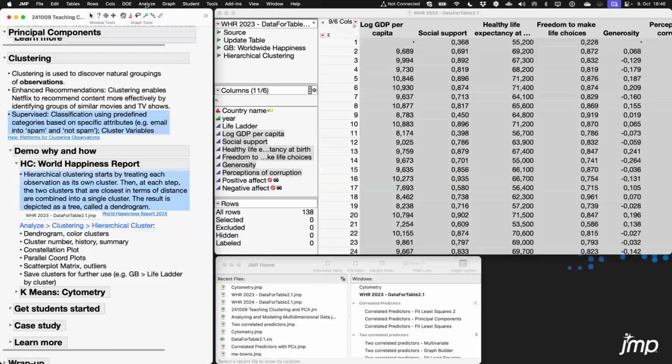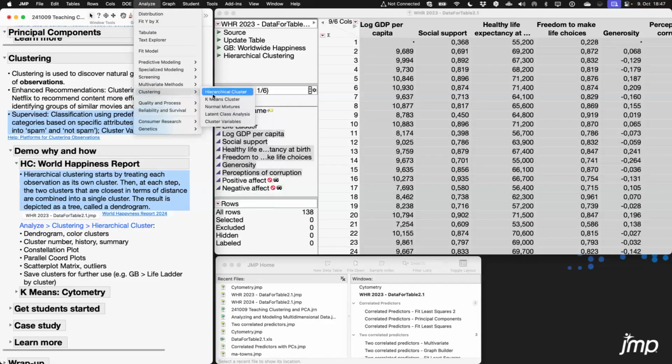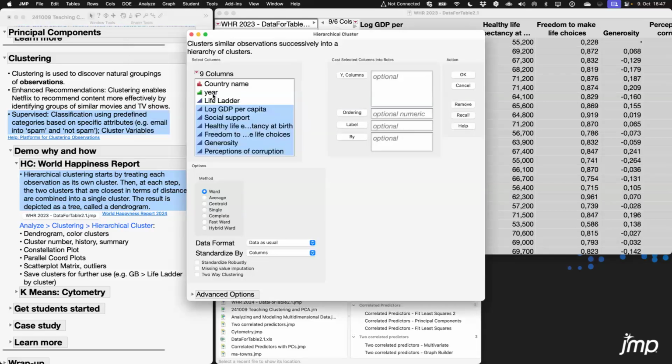We can analyze clustering and then use hierarchical cluster. And here I just take the six factors into my columns row, and I use the country name to label the observations. Now we just have a single observation per country because we only have data for a single year, 2023, and that's it. So we can label by country, and here we can also select other methods to compute the distances. So this algorithm here, it will start by treating each country as a cluster with a single observation.